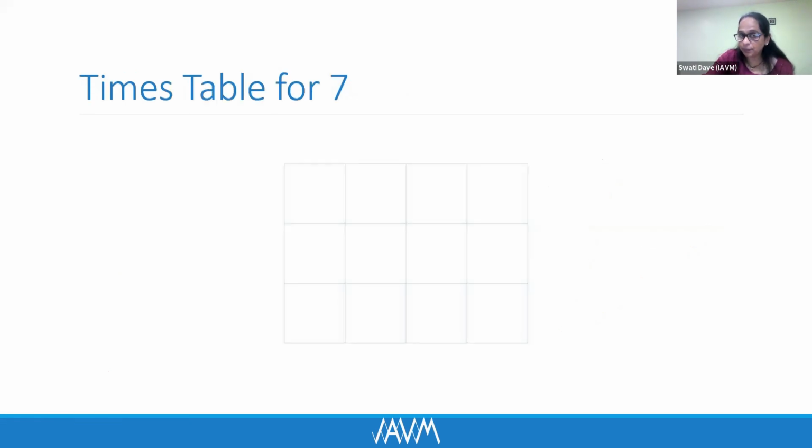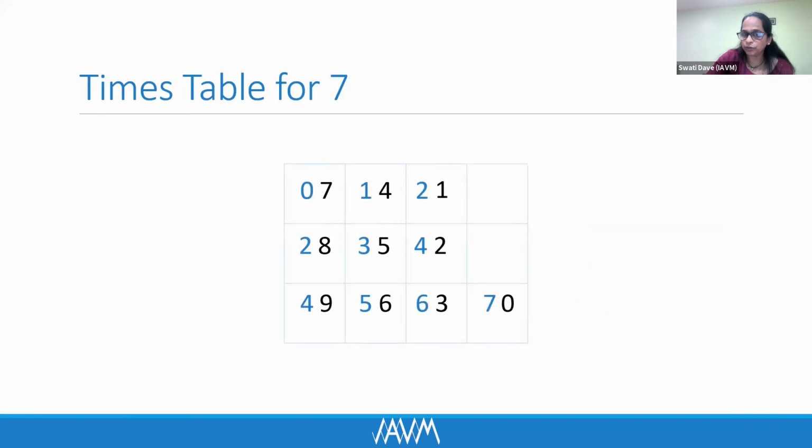7 times table: 9, 8, 7, 6, 5, 4, 3, 2, 1, 0, and 0, 1, 2, 3, 4, 5, 6, 7, 8. The 7 times table is really loved by first graders and second graders to create it this way. 9, 8, 7, 6, 5, 4, 3, 2, 1 and 0.